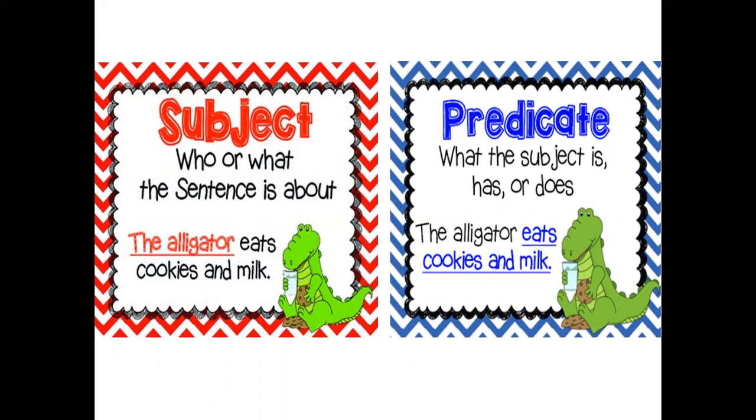Who is the sentence about? It's about the alligator. So the alligator is the subject. What about the alligator? He eats cookies and milk. So eats cookies and milk is the predicate. The predicate should have a verb.